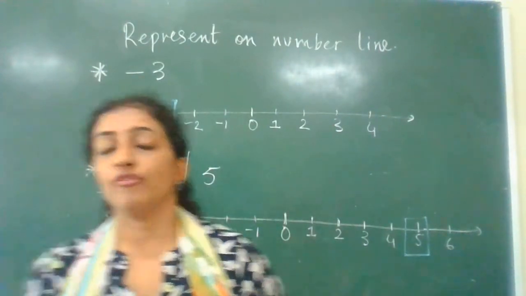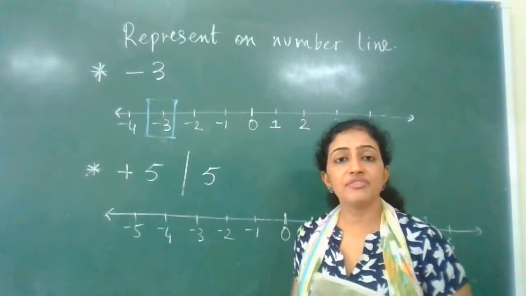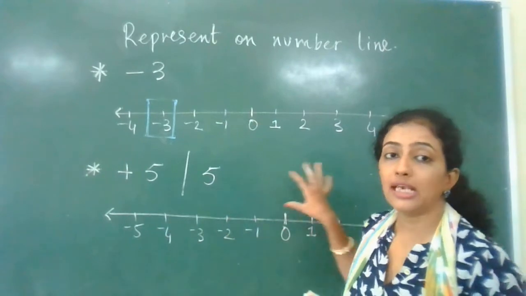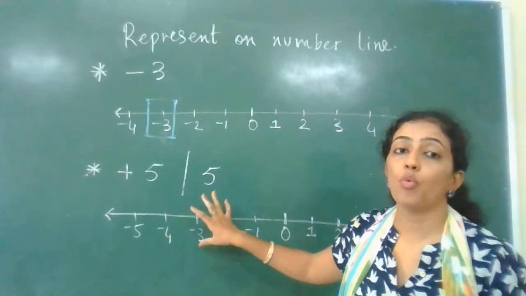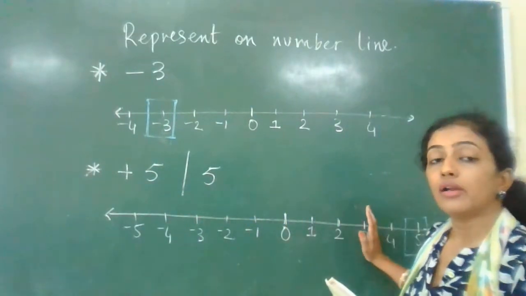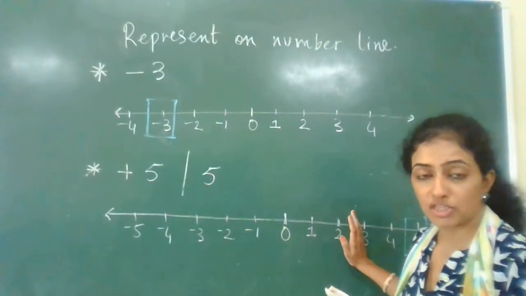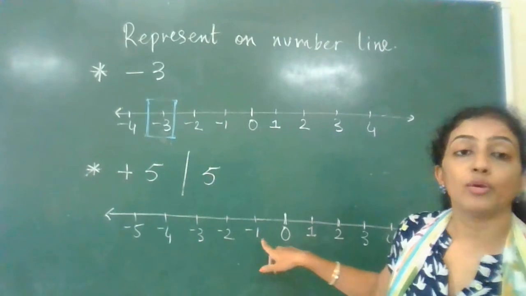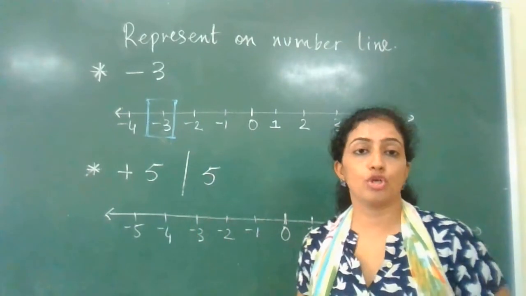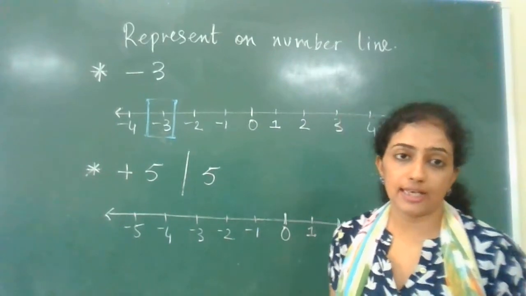As I said, on the right side and on the left side, it is not at all necessary that you have to show equal numbers. If you want more numbers on the negative side, you can decrease the portion of the positive integers. If you want more integers on the positive side, you can decrease the portion of negative integers.